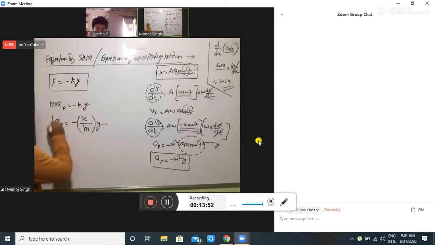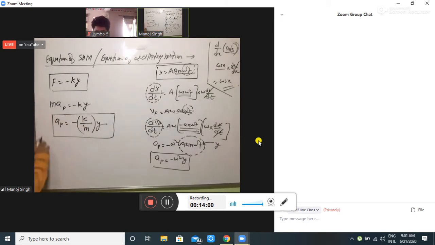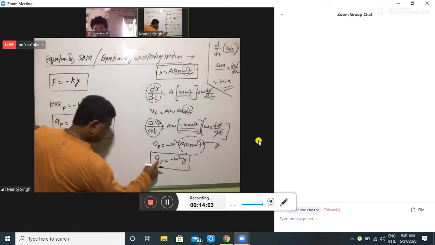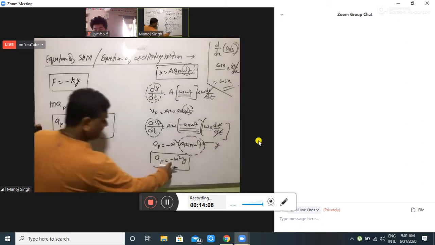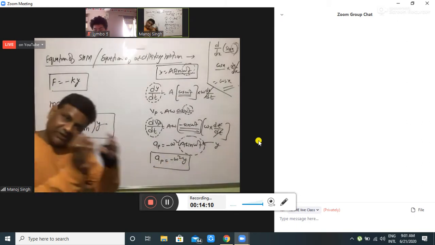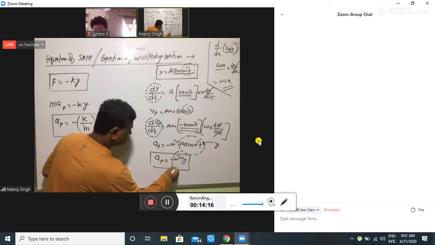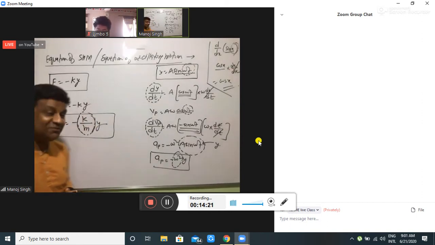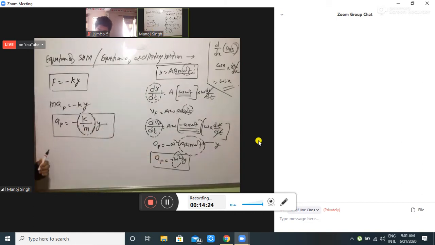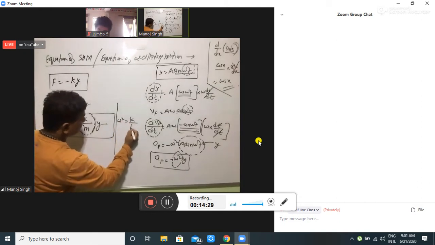Now we can compare these two equations here. After comparing, the acceleration of a particle is minus k by m into y, and also minus omega square into y. So after comparing these two relations, it is clear that omega square is equal to k by m.